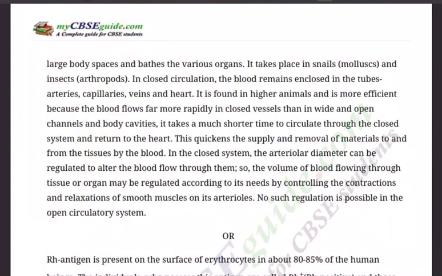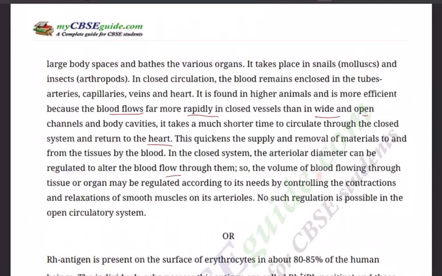Whereas in closed circulatory system, the blood remains enclosed within the arteries, veins and capillaries, and heart is the main pumping station. It is found in higher animals and is more efficient because the blood flows far more rapidly in closed vessels than in wide and open channels and body cavities. It takes much shorter time to circulate through the closed system and return to the heart. This quickens the supply and removal of materials, that is waste materials, to and from tissues by the blood.